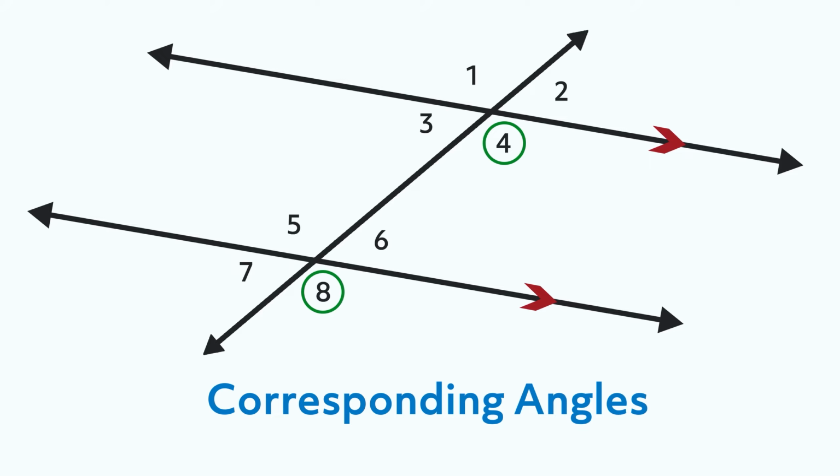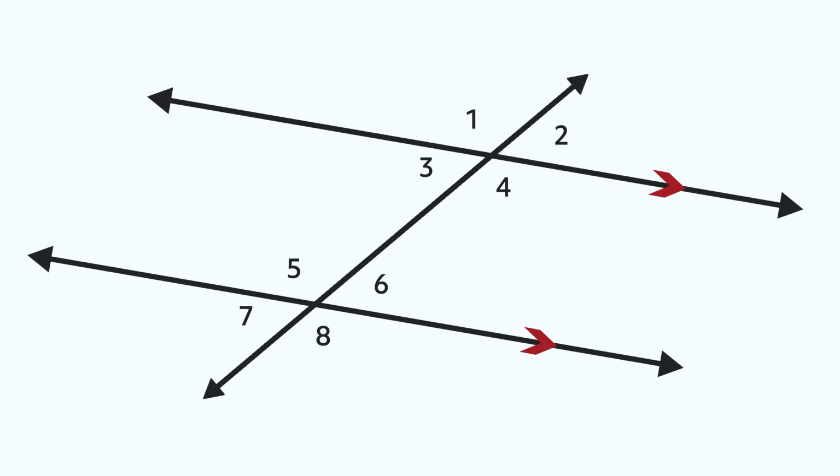In a transversal, when there's a pair of parallel lines, corresponding angles are congruent. When the lines are not parallel, the corresponding angles are not congruent. In the case of our diagram that does have parallel lines, if we know that angle 2 is 55 degrees, we then know that angle 6 is also 55 degrees. And once we know that, we can use what we learned about vertical angles and linear pairs to find all the others.